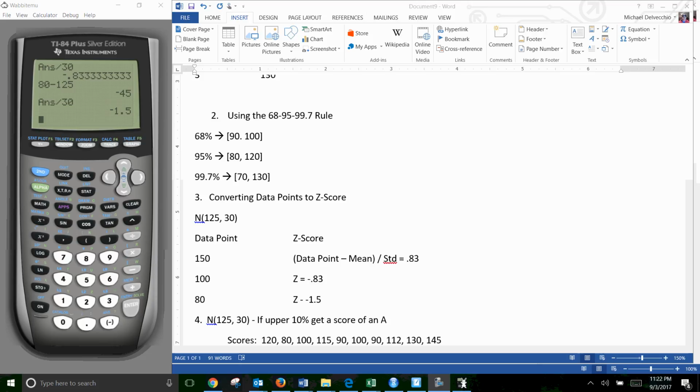All right, so here we're going to use the same distribution, normal 125, 30, and we're going to say the upper 10% get a score of an A. And here we have a list of some scores. So to do this on the calculator, the first thing we want to do is go in and edit our list. So I'll go up here, let me clear out list 1. Okay, so I'm going to put in my scores.